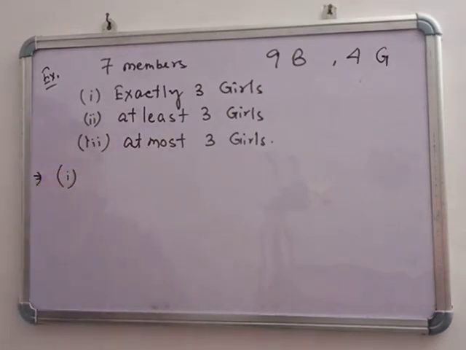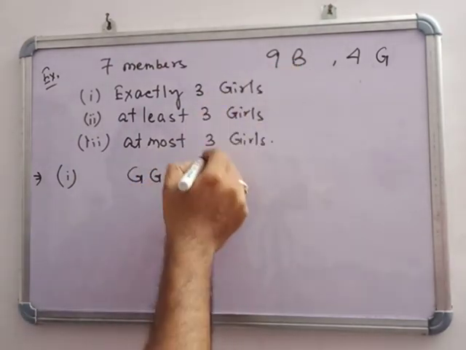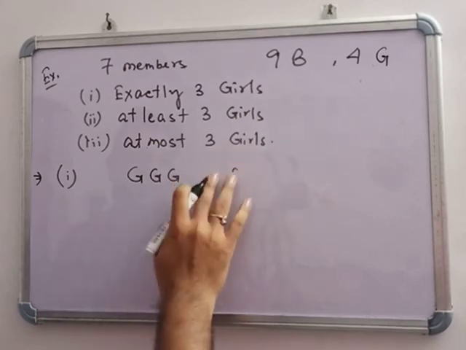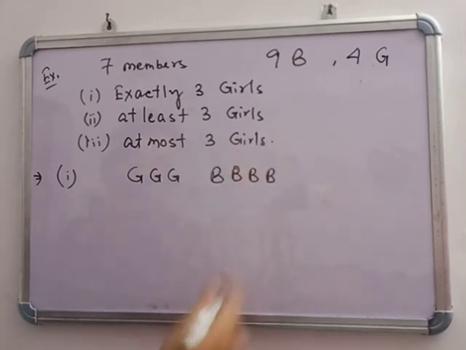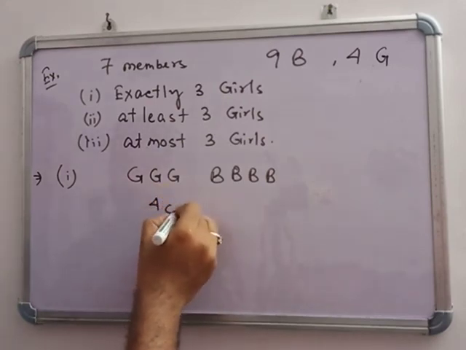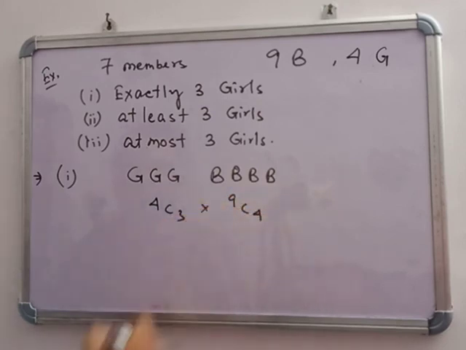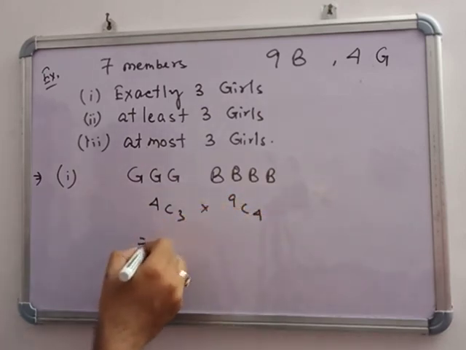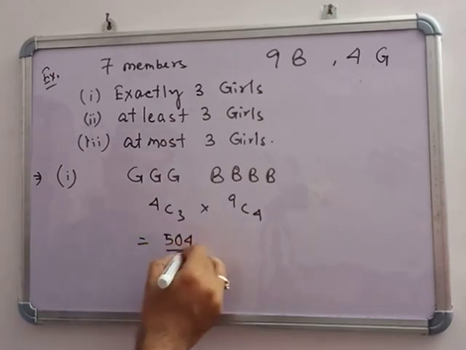Now, number 1, exactly 3 girls. That means 3 girls, and how many boys? 4. So 3 girls and 4 boys. So that means this is 4C3 and this is 9C4. Calculate it, then we get the value. This is 504. The value is 504.